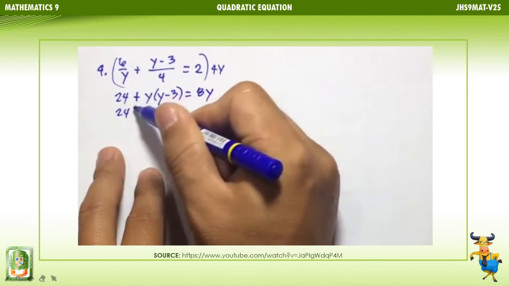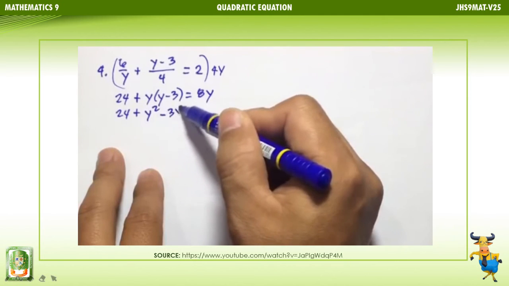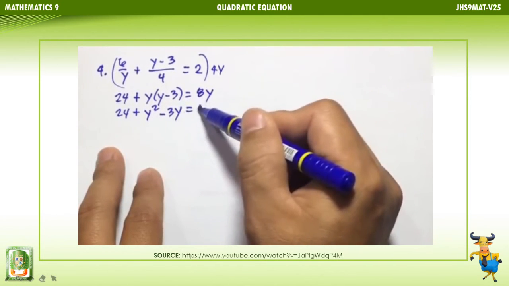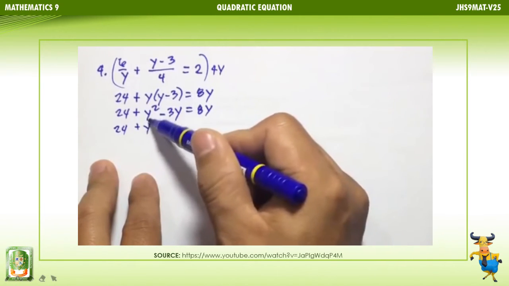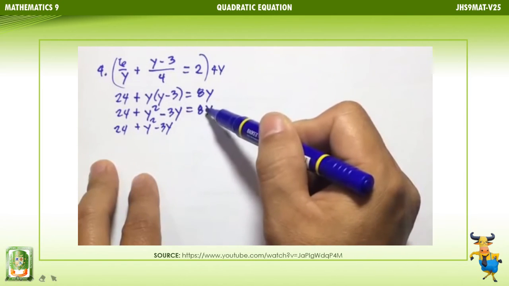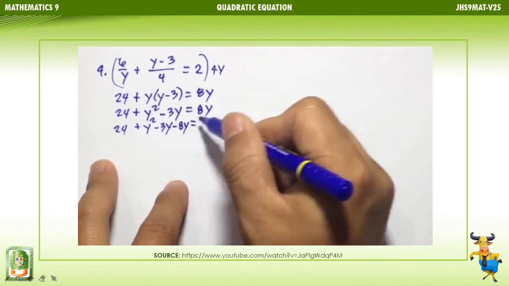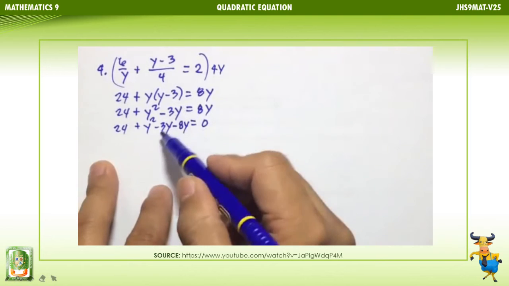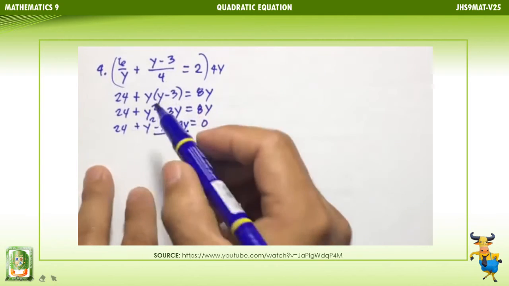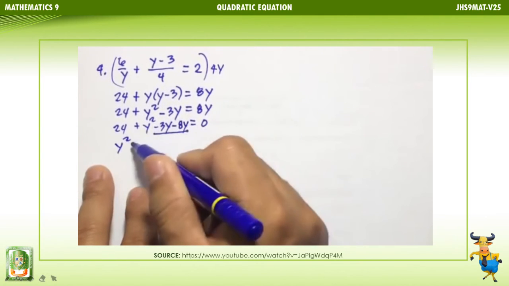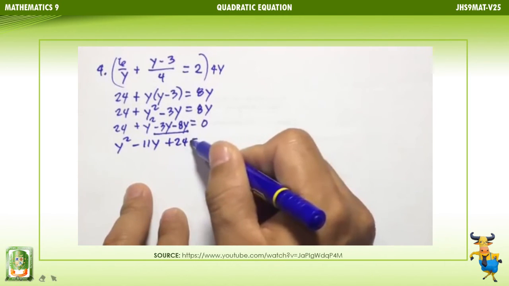Then this is 24 plus y times y is y squared. Y times negative 3 is negative 3y. Then this is equal to 8y. And 24 plus y squared minus 3y. Then transposing 8y to the left side, we're going to have here negative 8y equals 0. Then combining the two here, this is negative 11y, and arranging terms, we're going to have y squared minus 11y plus 24 equals 0.